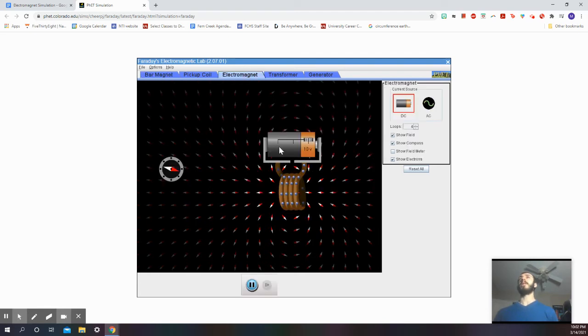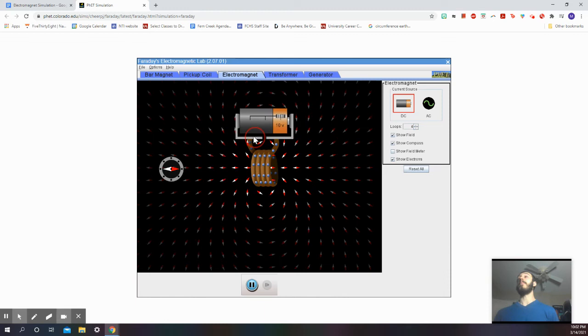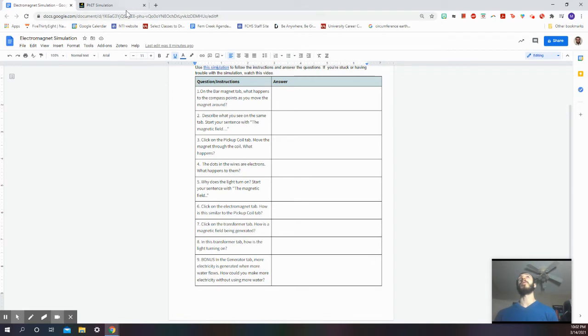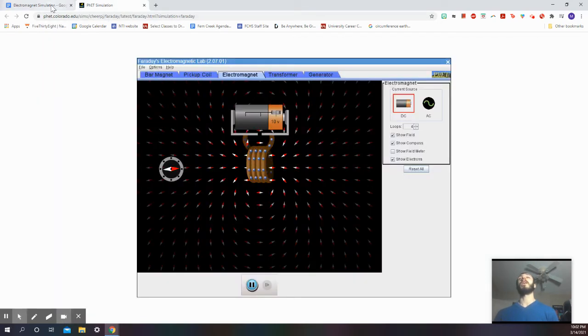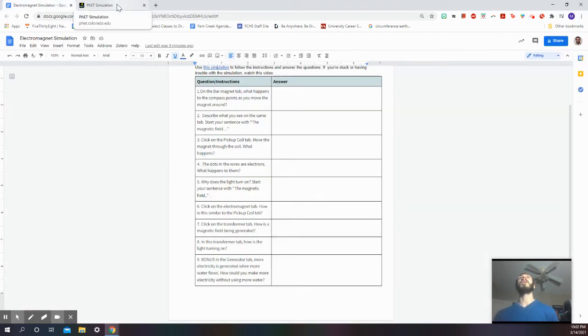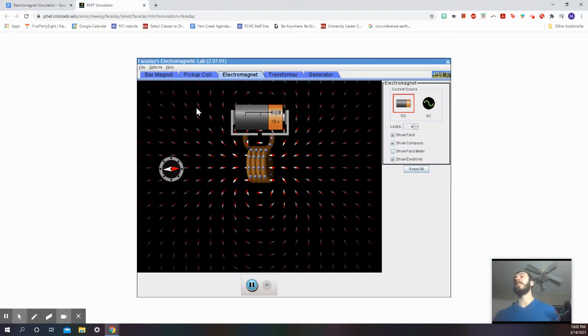What's really happening here is this battery combined with a coil of wire is generating a magnet. It's creating a magnetic field that you can move around. So think about how that's similar to the pickup coil tab. Think about how the electromagnet and the bar magnet tab are similar. They're very similar because they're both generating a magnetic field that can be moved around as you move the battery.